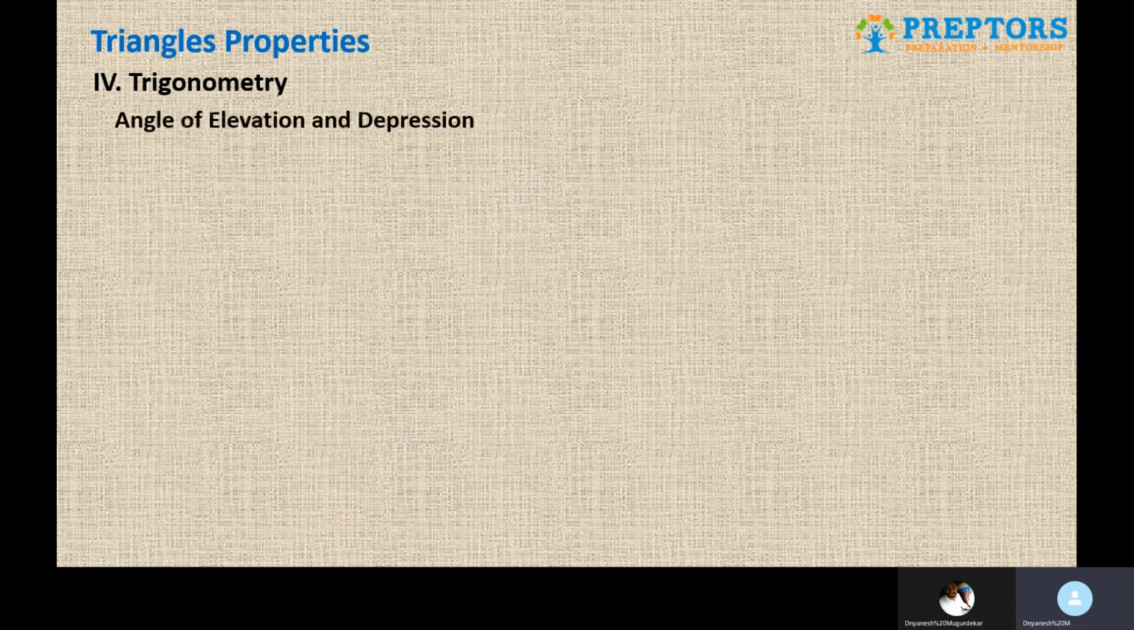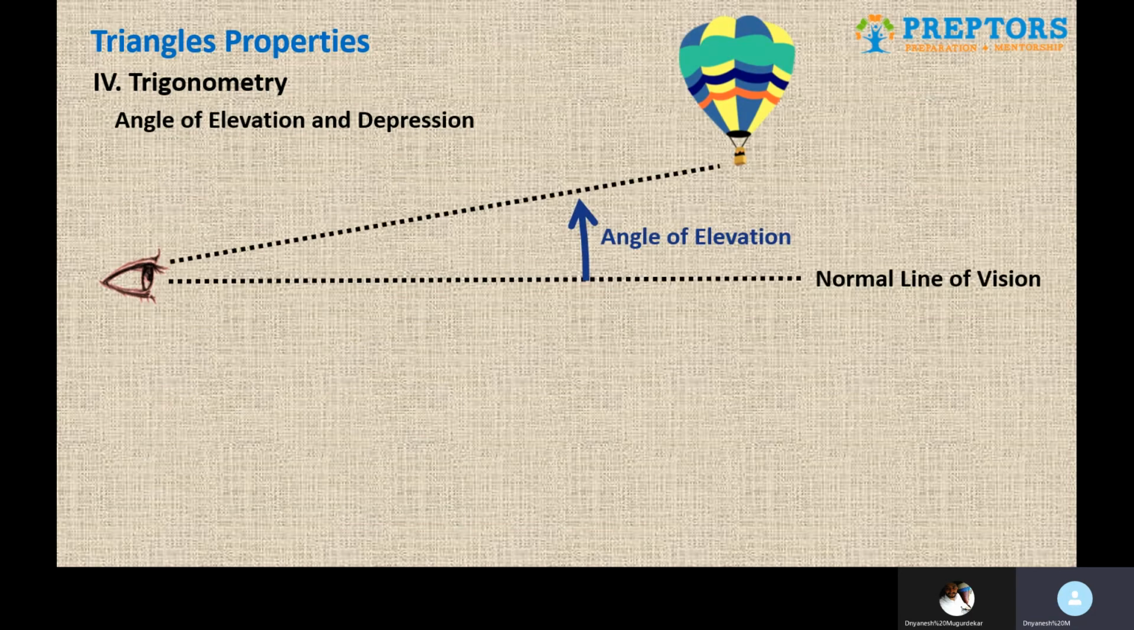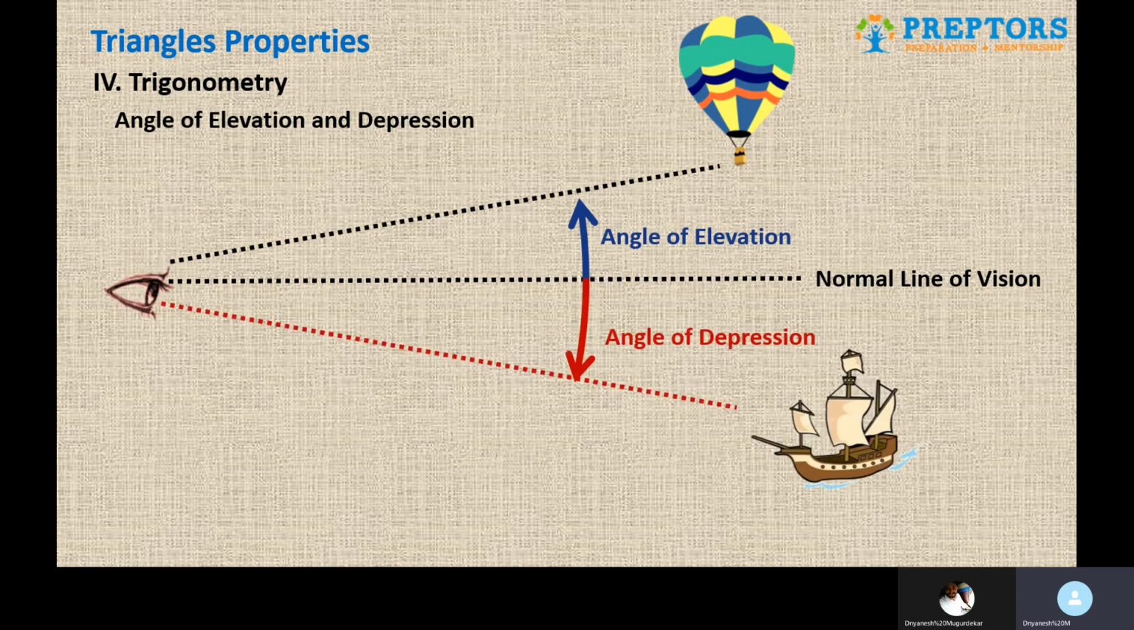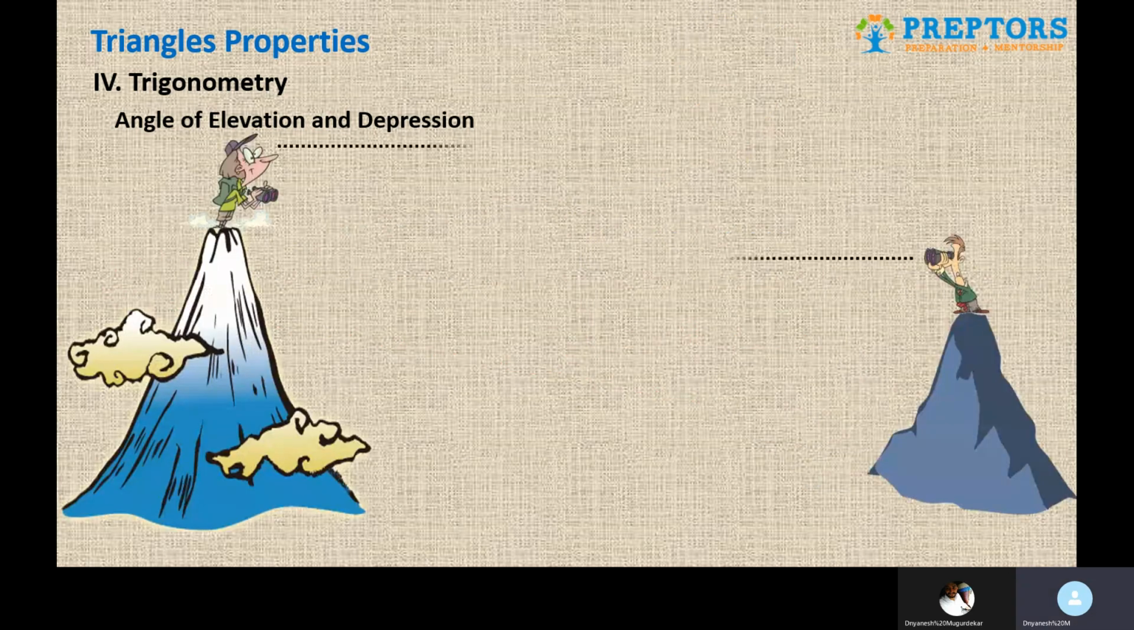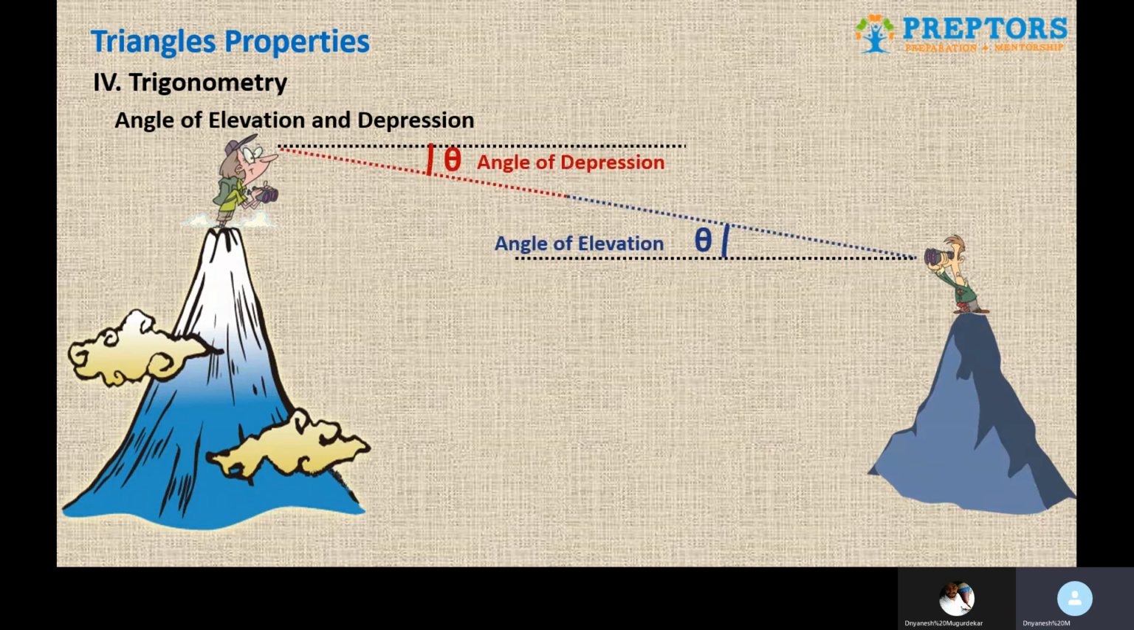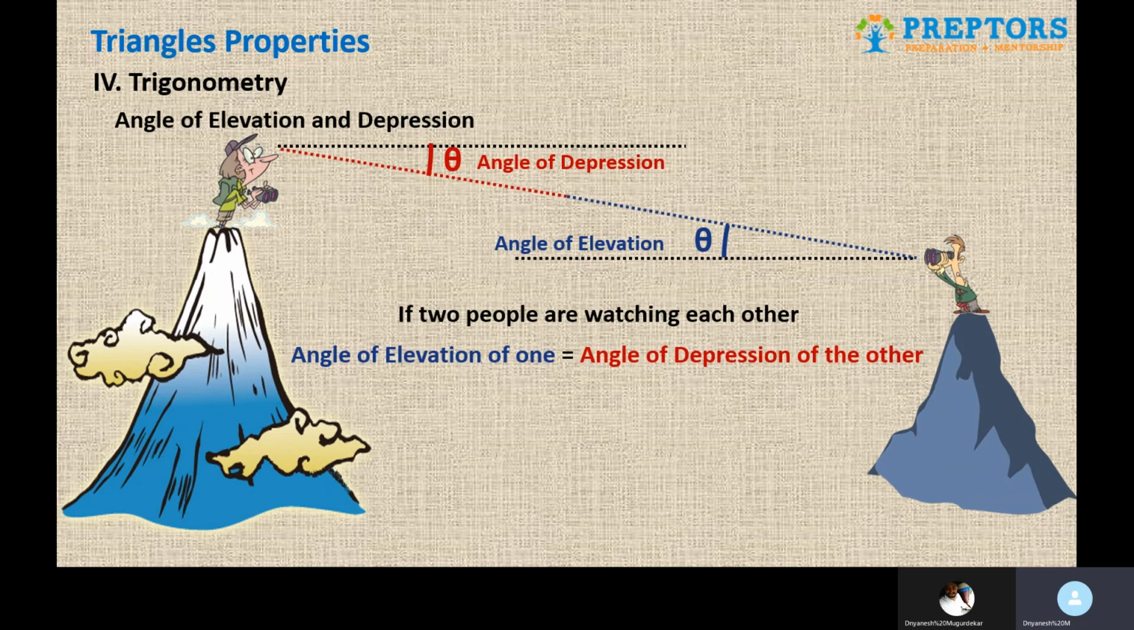Then the thing which is angle of elevation and depression. So the normal line of vision, if you are looking at something which is above that, then it is the angle of elevation, and if you see something below that, the angle is the angle of depression. If two people are at different heights and they are watching each other, then their angle of elevation and depression will remain the same because of alternate angles, and that is what the conclusion is. These things are very small, but you never know where they will be helpful as far as solving word problems.